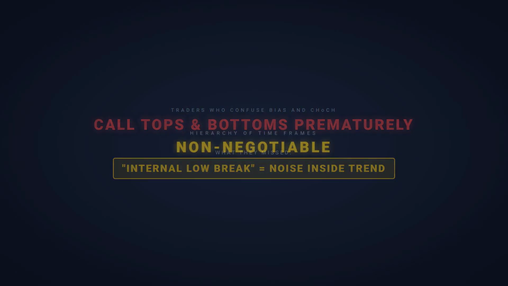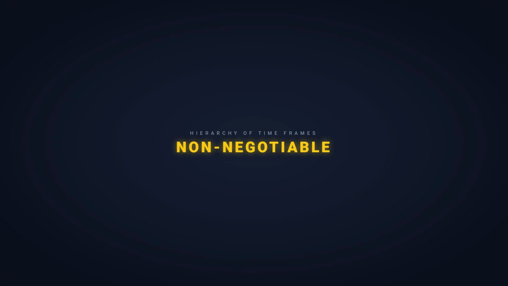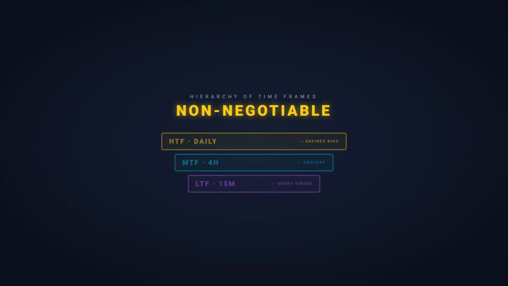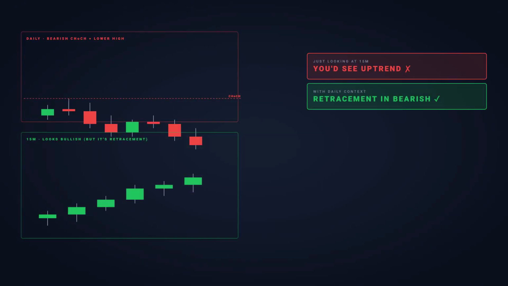This is where the hierarchy of time frames becomes non-negotiable. Top-down analysis is not a style preference. It is a mechanical filter. Here's how it works. The higher time frame structure defines your bias. The lower time frame structure defines your entry timing. Those are two different functions, and they do not swap roles. If the daily chart shows bearish external structure, lower highs, lower lows, and a confirmed CHoCH from the prior bullish run, then your bias is bearish.